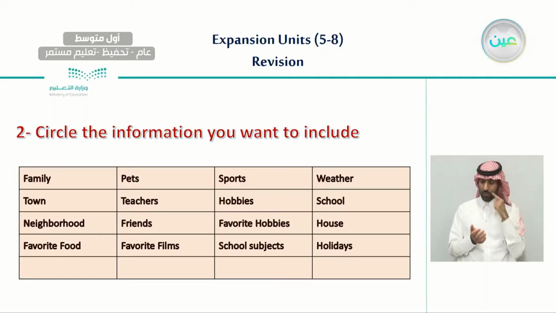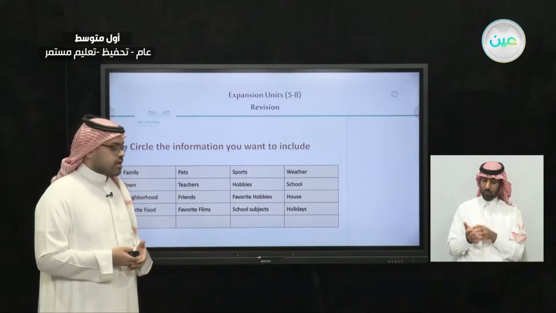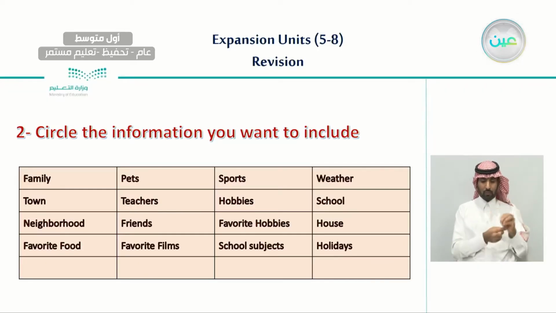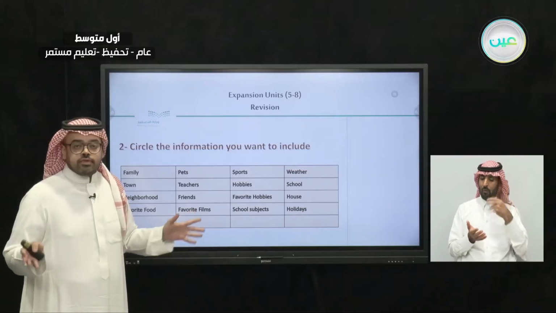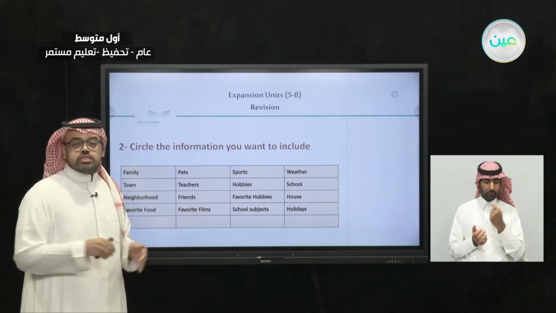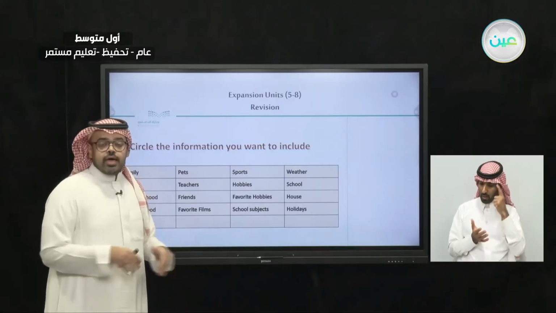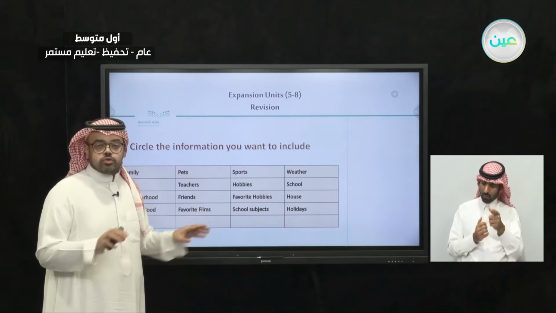So here we have an example of the table we practiced on last time. We have a couple of pieces of information on this table, and we said that we can use 4 to 5 of these in our email. Some of them are like family. We said if you choose family, town, neighborhood, or favorite food, you should put it in a mind map and make questions out of each topic.